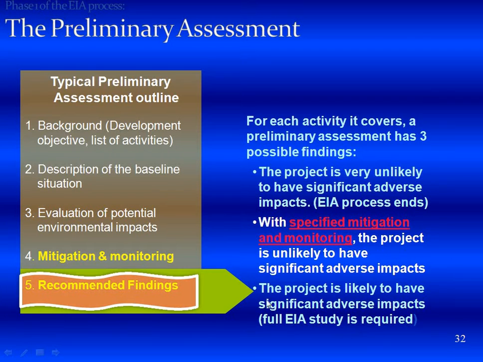If it is likely to have significant impact, then a thorough or full EIA is required. If it is not likely to have, then the EIA ends there. If it is likely to have, but you take specific mitigation measures, monitoring measures, and control measures, then it will not be so significant. So based on that, the preliminary assessment is carried out. This is also where we do the baseline situation evaluation, the impact evaluation, and mitigation. All 5 things are carried out to get these 3 conclusions.